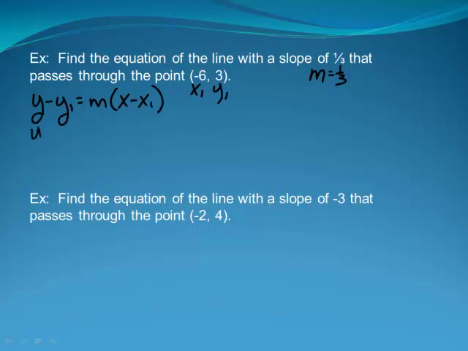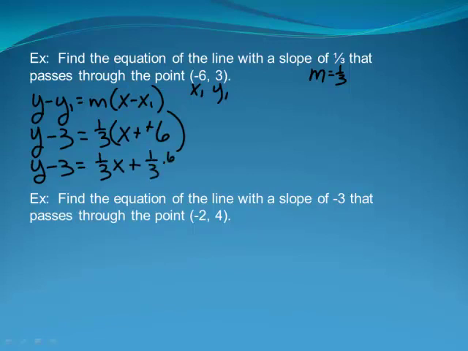So we've got y minus 3 is equal to 1/3 times x minus a negative 6. In our group here, minus a negative is the same as adding a positive. Double negative is a positive. So now we have y minus 3 is equal to, if we distribute our 1/3, 1/3 times x is 1/3 x, plus 1/3 times 6, or 6 over 1.